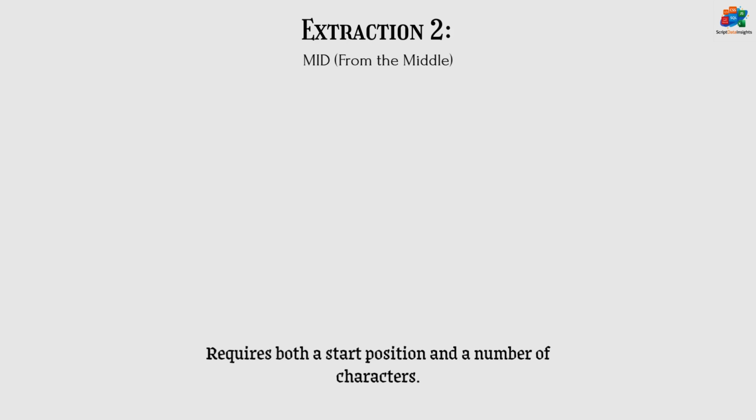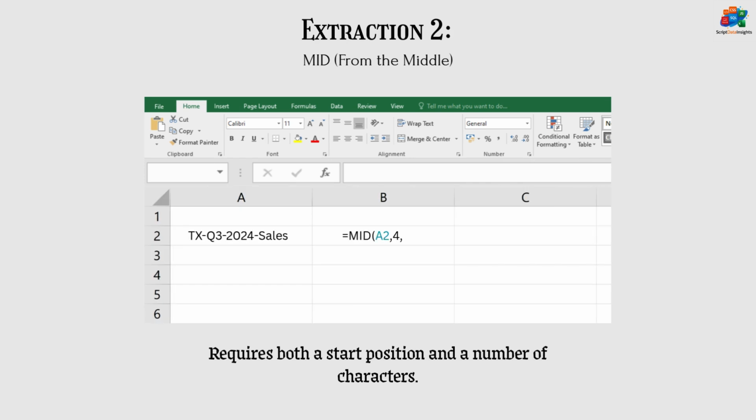Next is extraction 2, MID, used when the data you need is buried in the middle. Unlike LEFT or RIGHT, the MID function requires both a start position and a number of characters. The formula =MID(A2,4,7) tells Excel to look in cell A2, start at the 4th character, and pull out the next 7 characters, which in our example is Q3-2024.